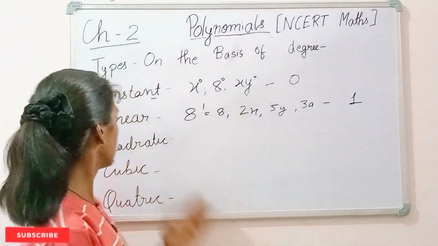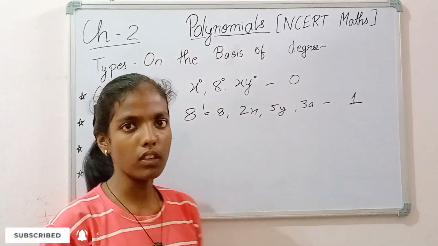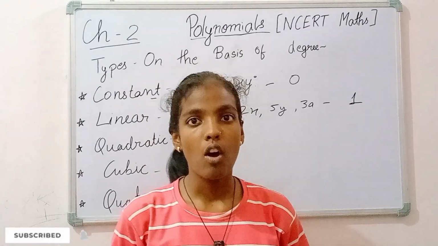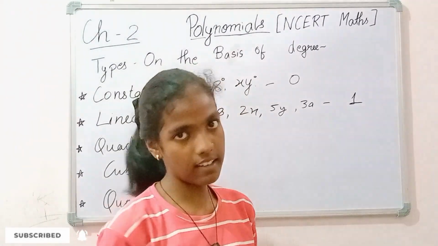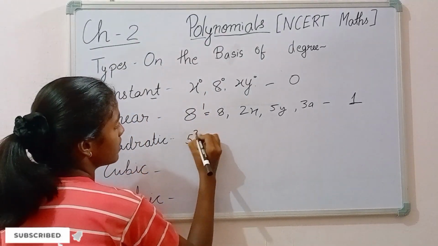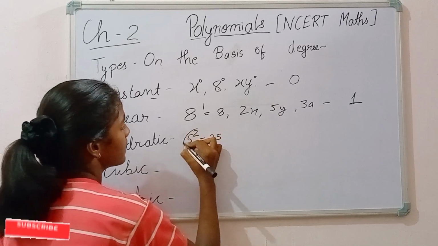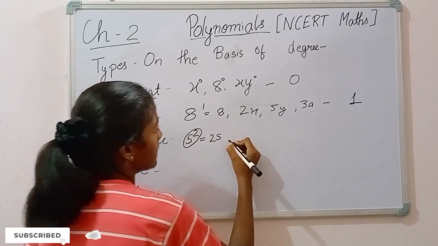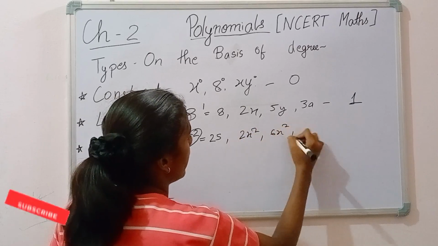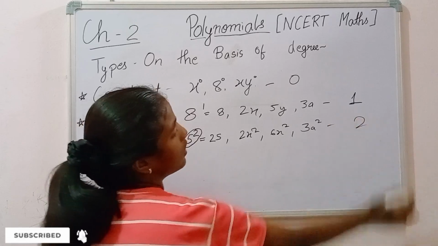The next is quadratic polynomial. Quadratic polynomial means an expression that has the power 2, means it has degree 2. So if we write 5 squared, what we get is 25. Examples are 2x squared, 6x squared, 3a squared. So it is raised to the power 2.